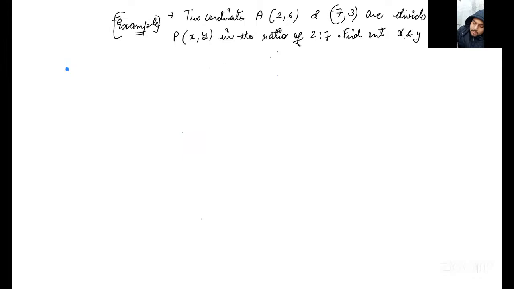As the question says, there are two coordinates. The first coordinate is 2 comma 6 and the second coordinate is 7 comma 3. I'll write A and B. And as the question says, this is divided by the point P having coordinates x comma y, such that the ratio is 2 is to 7.